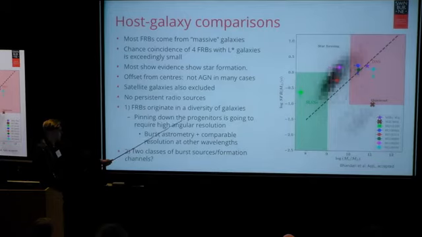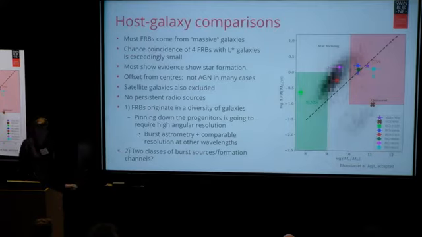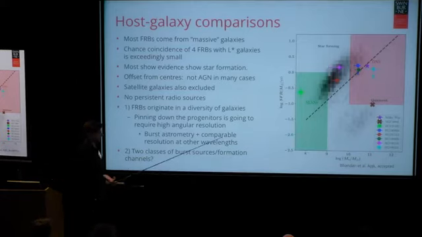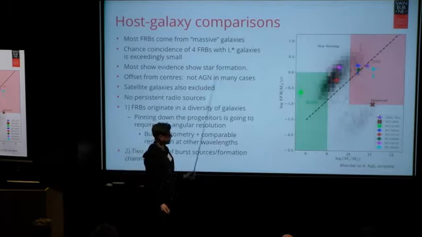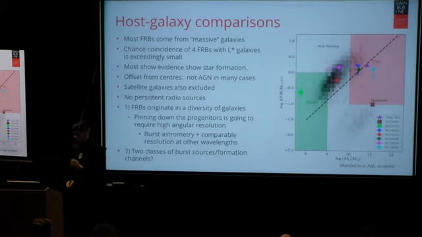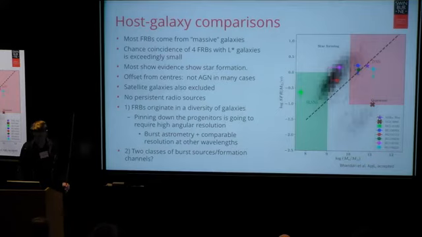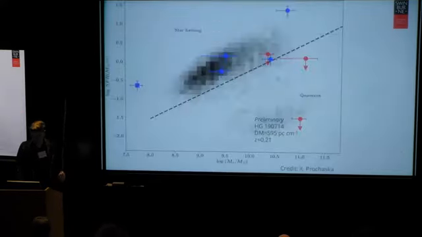FRBs originating in a diversity of galaxies, and at that point you'd argue that pinning down the progenitors is going to require higher angular resolution and burst astrometry and comparable resolution at other wavelengths. Or is there more than one formation channel? And this plot here is just showing you the galaxy types in which you'd expect to see superluminous supernovae and double neutron star type things, which are 2 channels to produce magnetars. But it's diverse. The galaxies at this point are very diverse.